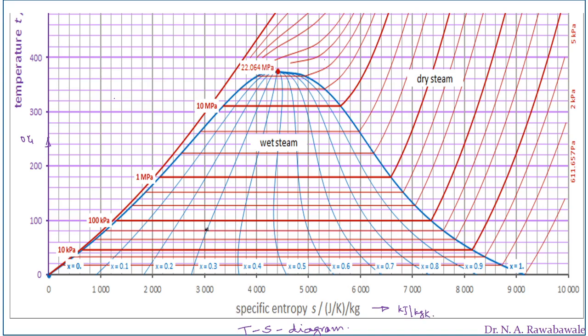On this TS diagram, all horizontal lines represent constant temperature lines, and all vertical lines on this graph represent constant entropy lines. Vertical lines represent constant entropy lines, whereas horizontal lines represent constant temperature lines.